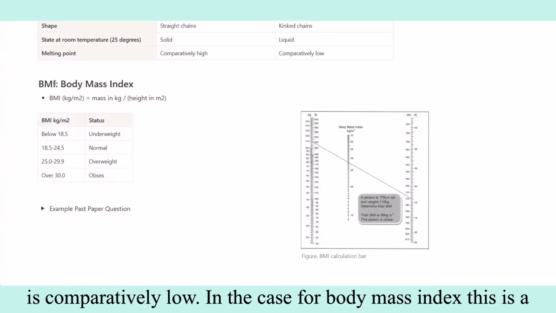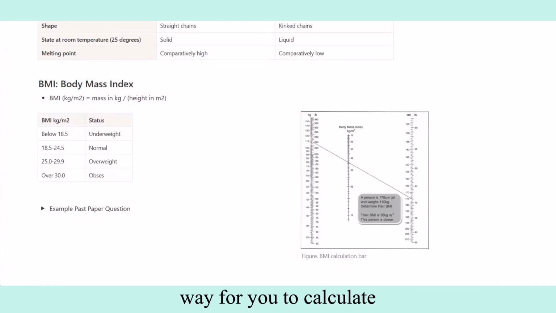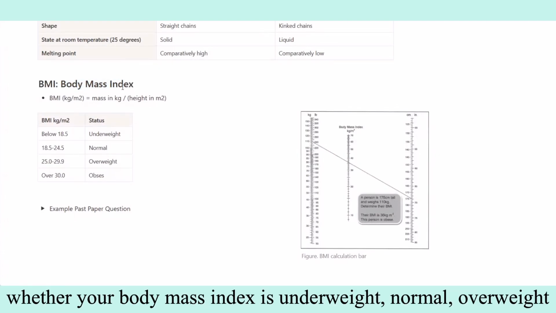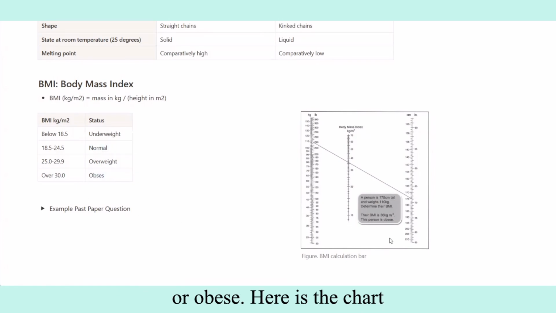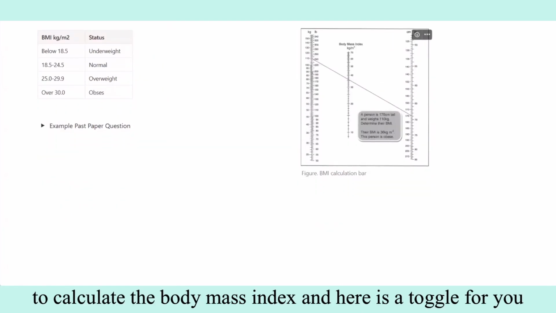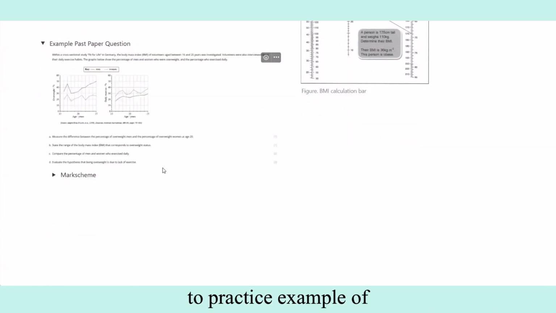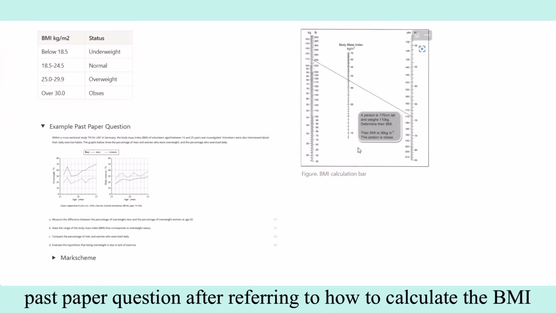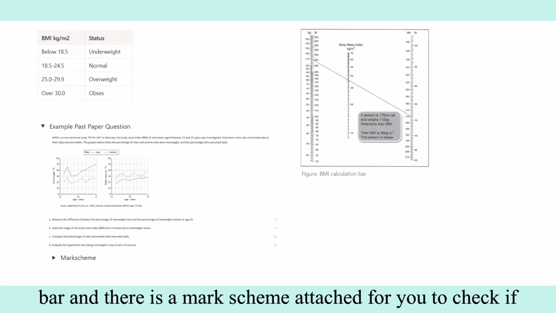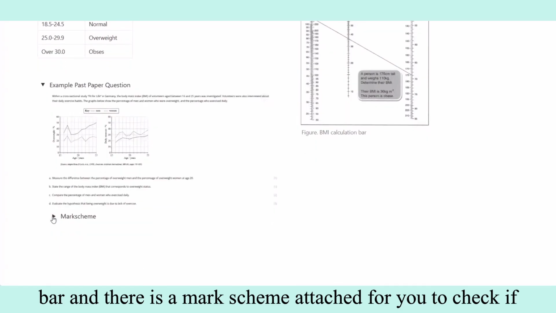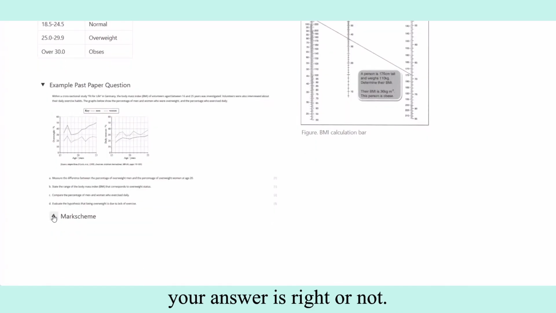In the case of body mass index, this is a way for you to calculate whether your body mass index is underweight, normal, overweight, or obese. Here is the chart to calculate the body mass index. And here's a toggle for you to practice an example past paper question after referring to how to calculate the BMI with this calculation bar. And there is a mark scheme attached for you to check if your answer is right or not.